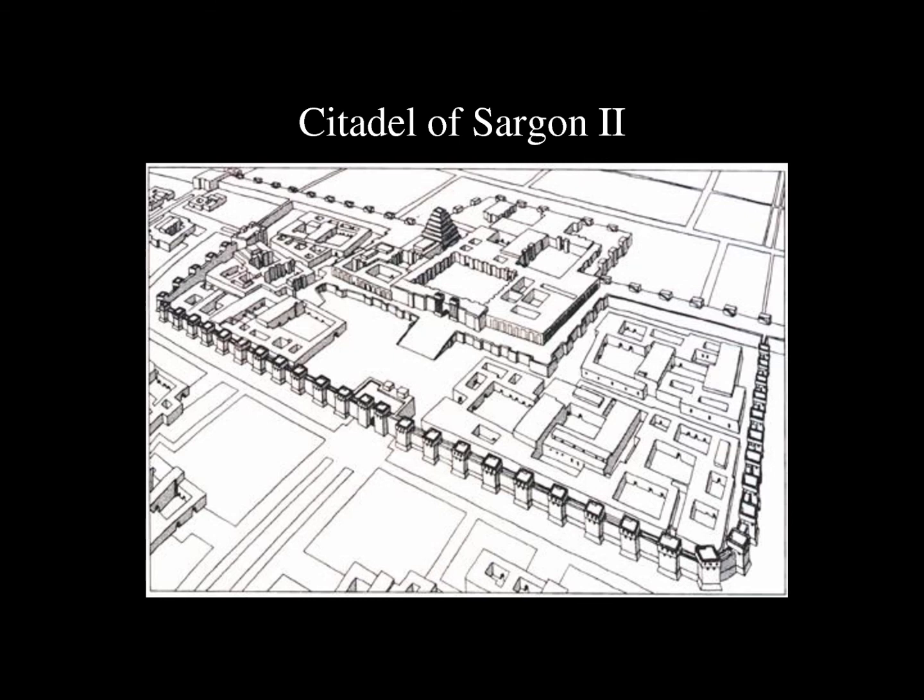So this is the Citadel of Sargon II. A citadel is basically a city with a wall built around it. In the Neolithic time, we talked about Jericho. It was a fortified city, but not quite a citadel. A citadel is a full-fledged working city within the walls.